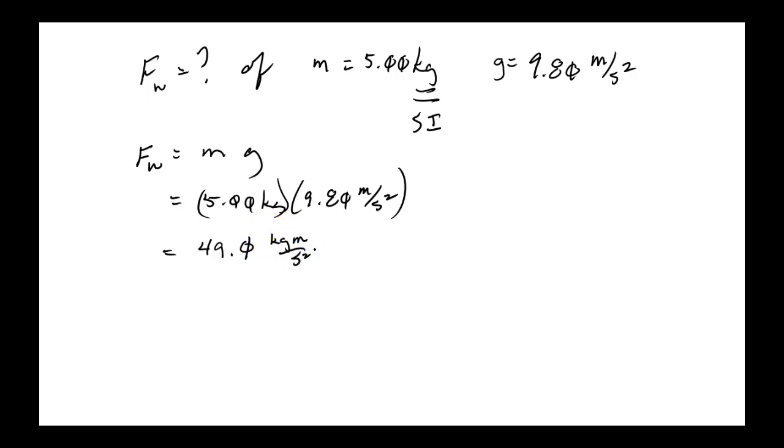But you know what that is. What is that? Newton. Exactly. 49.0 newtons. Why does it have to have the extra significant number? Because all your inputs were to 3 significant digits, so give the output to 3 significant digits.